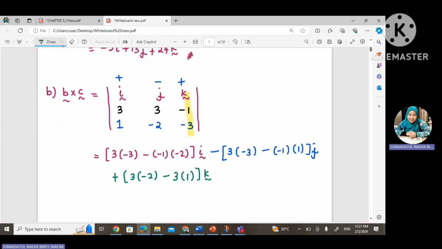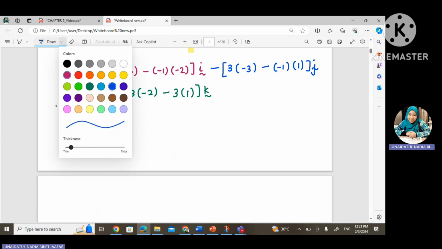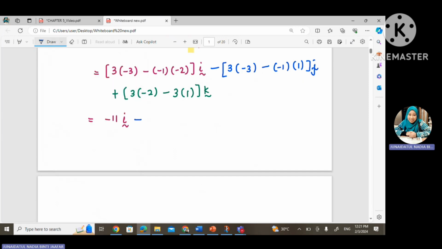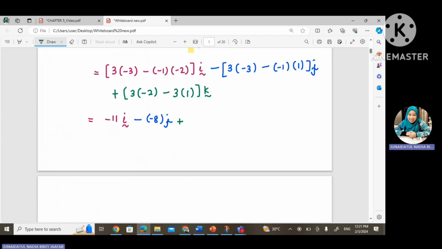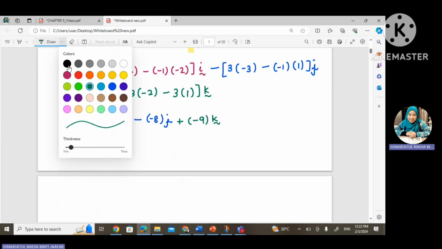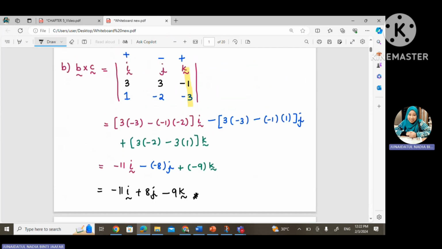Next we can simplify the values in the brackets. So 3 times negative 3 minus negative 1 times negative 2 equals negative 11i, and then minus 3 times negative 3 minus negative 1 times 1, which is negative 8j, and then plus 3 times negative 2 minus 3 times 1, which is negative 9k. For the last answer, we simplify and get negative 11i plus 8j minus 9k. So this is the answer for B cross C.